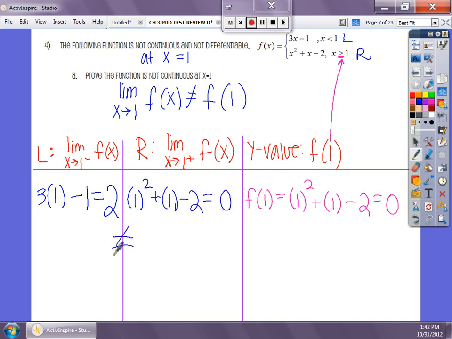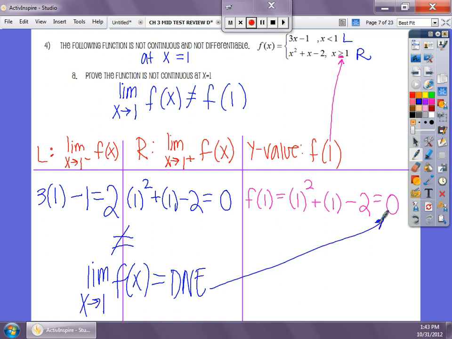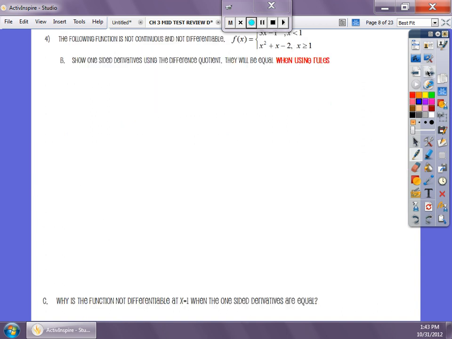Since these are not equal, we know that the limit is not going to exist. So the limit as x goes to 1 of f of x does not exist. But f of 1 is 0. So the statement is not all true, which means it's not continuous at 1. To be continuous, each of these 3 things have to be the same value.